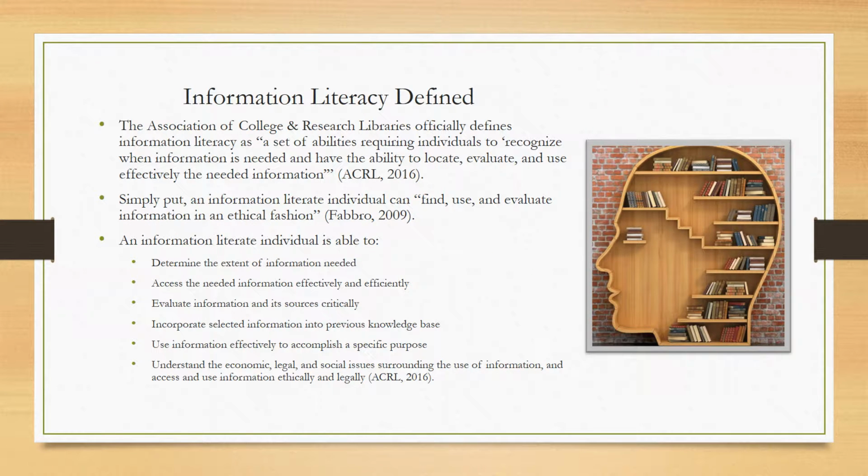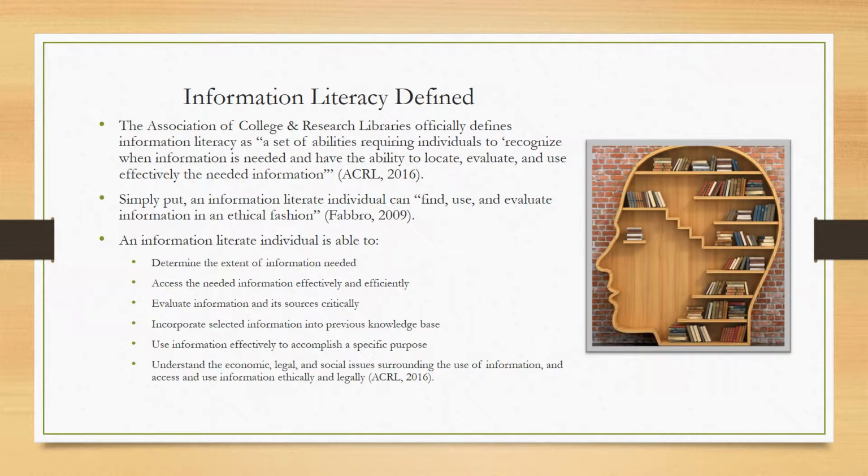According to the Association of College and Research Libraries, also known as ACRL, information literacy is a set of abilities requiring individuals to recognize when information is needed and have the ability to locate, evaluate, and use effectively the needed information. A person who is information literate has the ability to critically evaluate information and sources, and can incorporate selected information into their knowledge base and value systems.